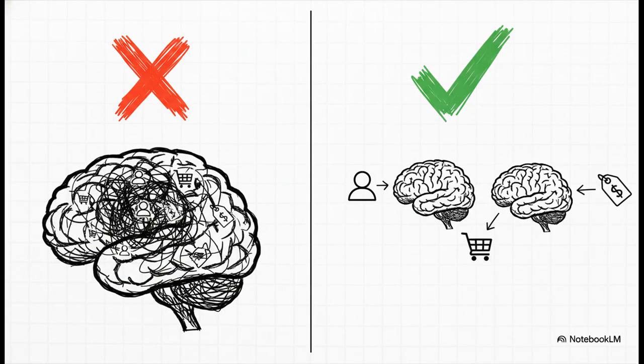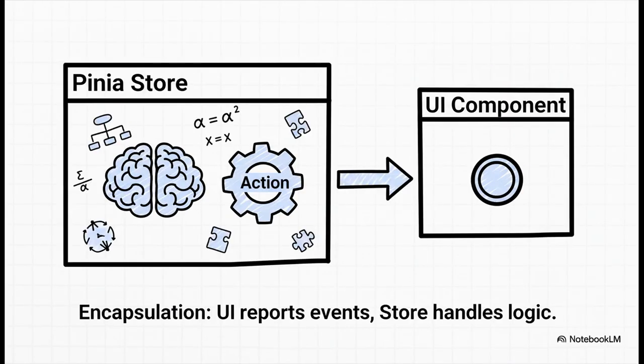Second, give your brain different departments. Don't create one giant monolithic store that tries to handle the whole shebang. Instead, you modularize by concern. You'll have a user store that handles authentication, a product store for your catalog data, and a cart store for purchases. Each one is a specialist, and that makes the whole system so much cleaner. And third, let the brain do the thinking. All of the complex business logic, calculating a total, applying a discount, checking inventory, all of that belongs in the store's actions. This lets your UI components stay dumb. Their only job is to show things on the screen and report what the user did. The store handles all the rest. This separation is absolutely critical for a clean architecture.